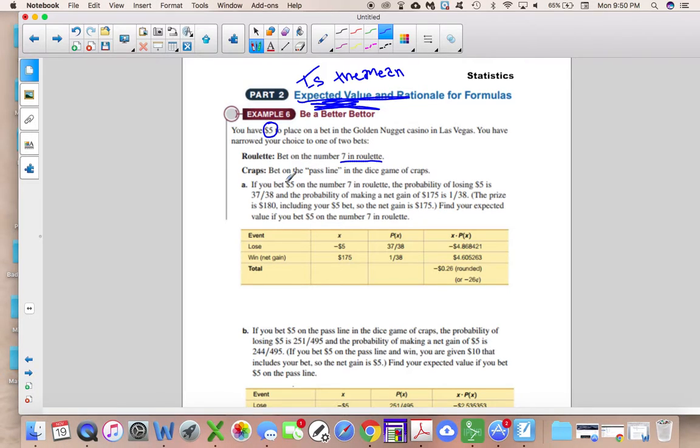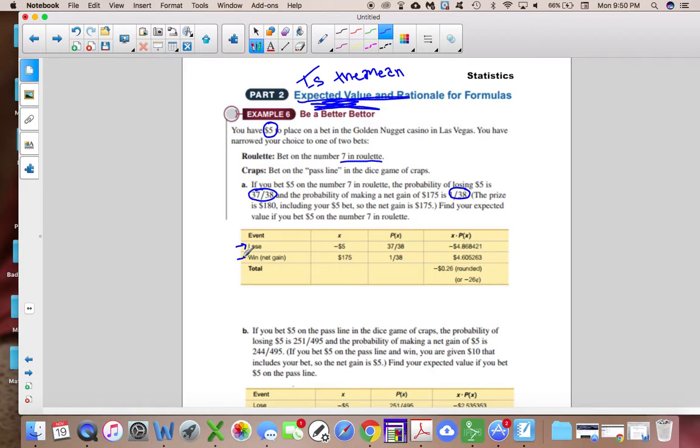All right, the first one explains to me, and they have a table set up for us already here, and I left those values in there so we didn't have to fill them in at all. If you bet $5 on a 7 in roulette, the probability of losing $5 is 37 out of 38. You only win 1 out of 38 times. This is my winning. This is my losing. If we look at that down here on the table, they have it separated out into lose and win.